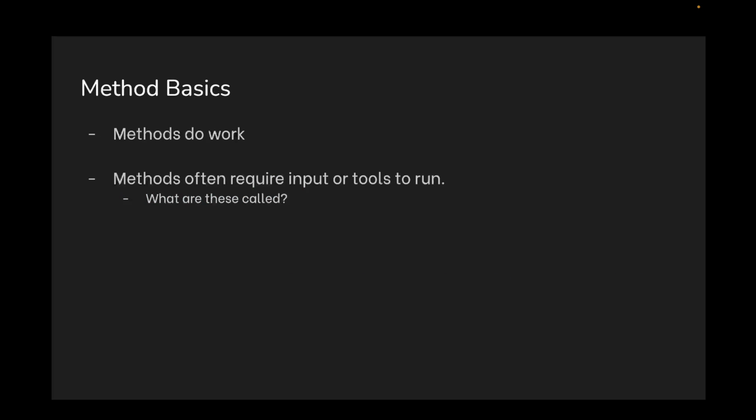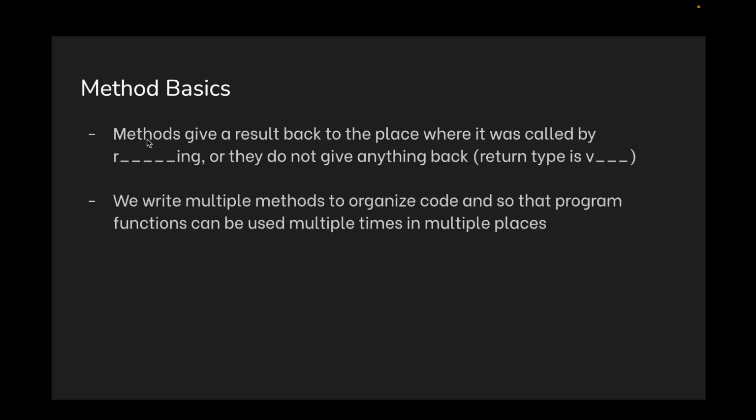Now let's talk about methods. So we know how methods are able to perform actions, right? They're able to do work by definition. But these methods often require input or tools to run, and the name of these inputs is called the parameters, right? When we pass in outside information from the world to our program, we're using parameters. And then I put in some fill in the blanks here, so let's see what this says.